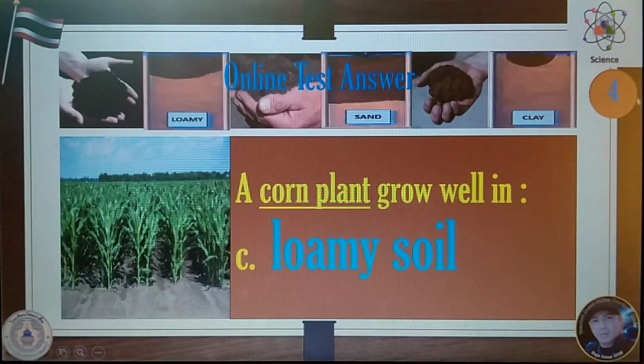Online test answer number 4. A corn plant grows well in C. Loamy soil.